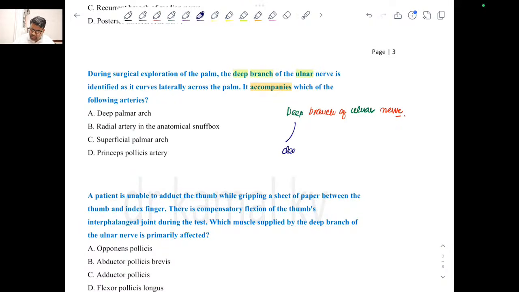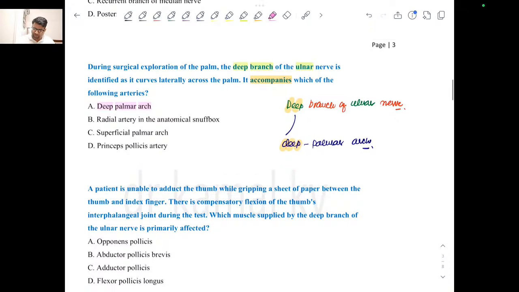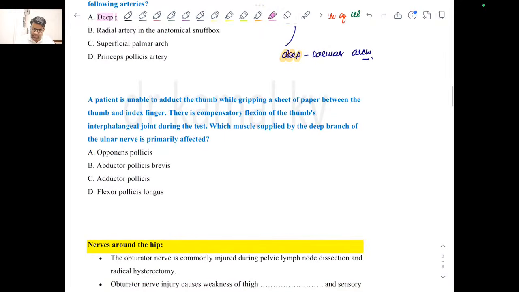Now how you can remember this? Remember deep for deep, right? So this is deep palmar arch. Okay, so deep branch of ulnar nerve and deep palmar arch. So this is how you can answer this particular question. So it accompanies deep palmar arch. Deep branch of ulnar nerve accompanies deep palmar arch. So moving forward to next question.